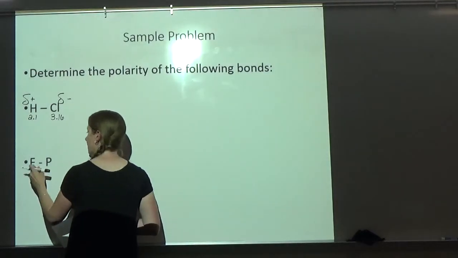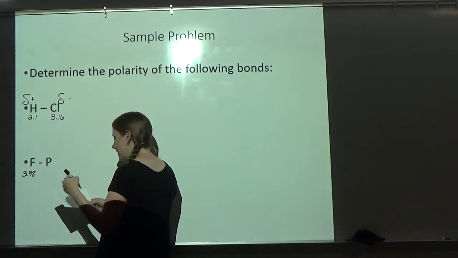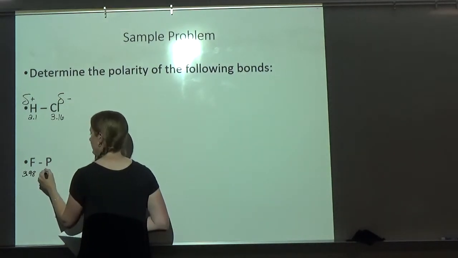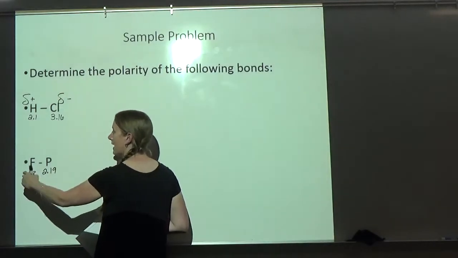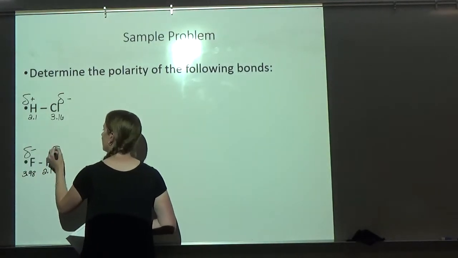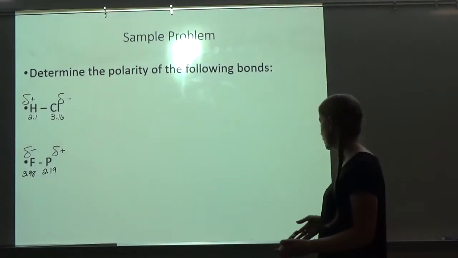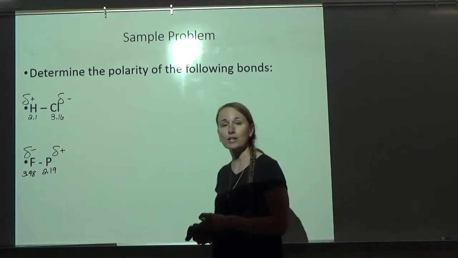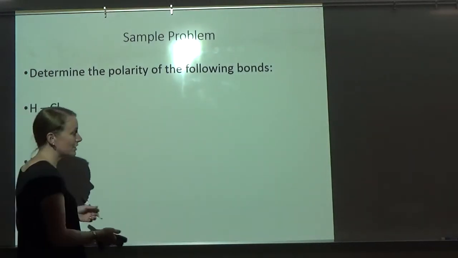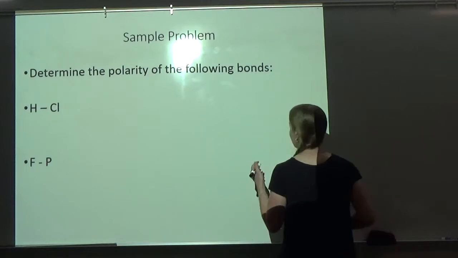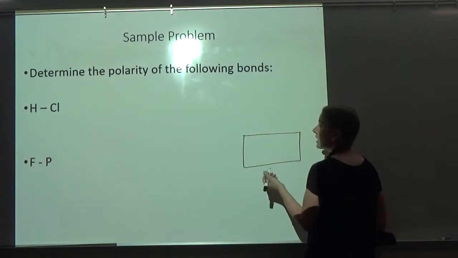Okay, so F has an electronegativity of 3.98. P, I think it's 2.19, yep, 2.19. So since F is the more electronegative atom, it's partially negative, and P is partially positive. And so that's all you have to do to show the polarity of a bond, is look at the electronegativity values. Now, if for some reason you're not provided electronegativity values, then you would need to use the periodic trend that we learned all the way back in chapter 6.